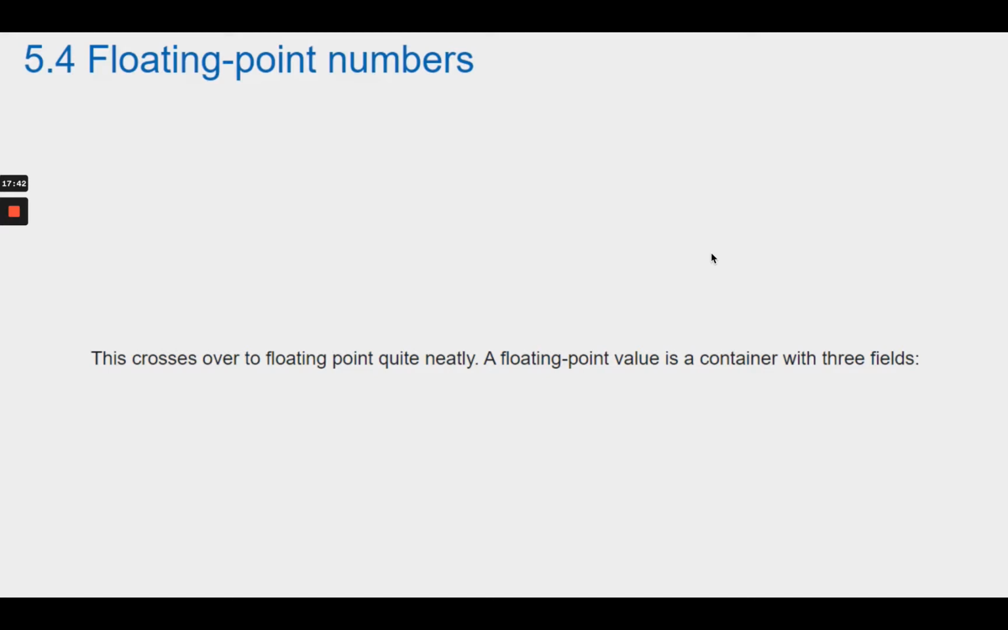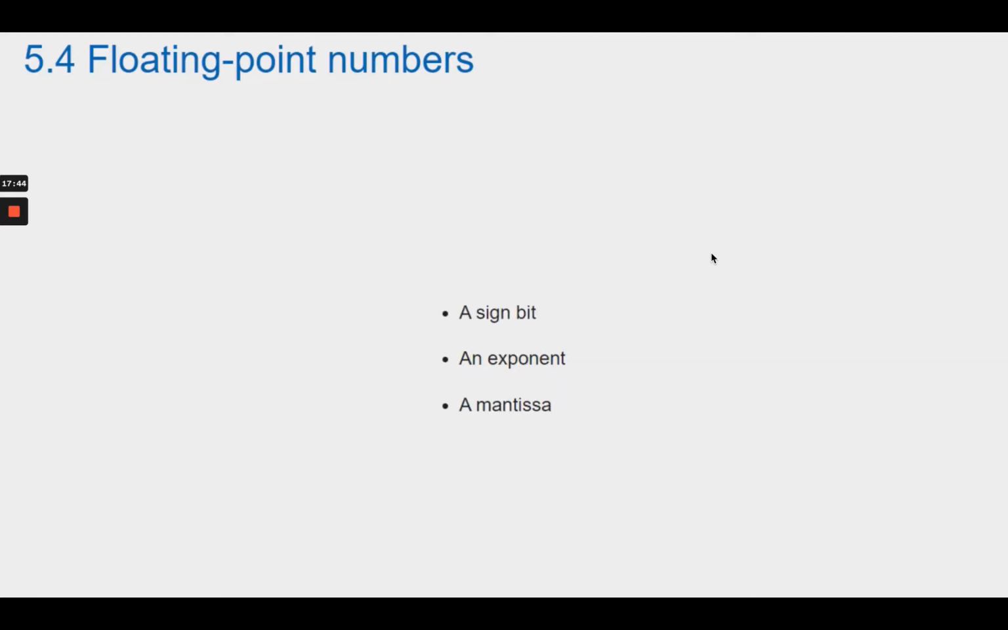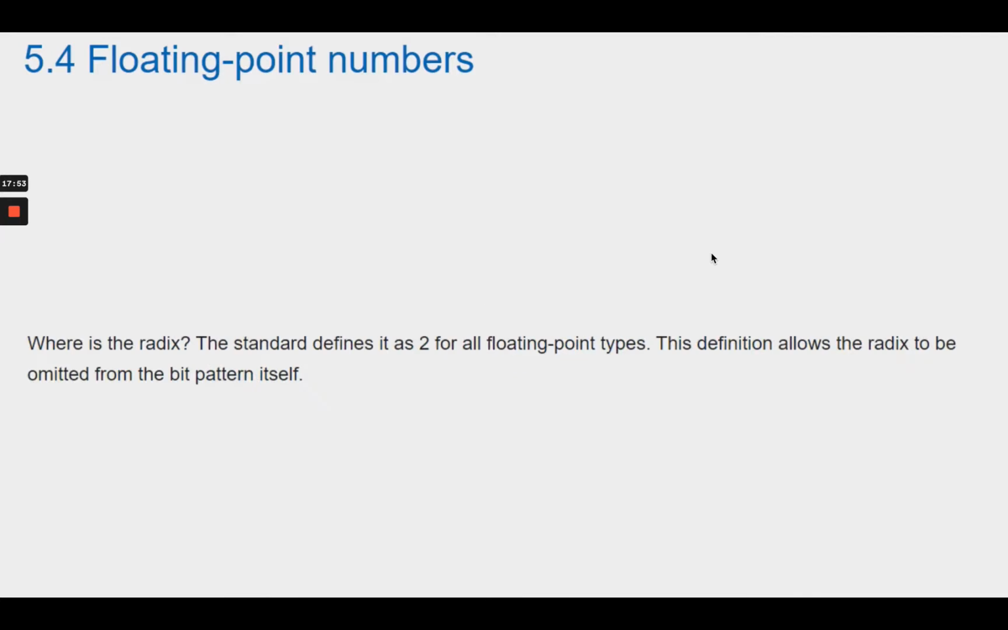A floating point value is a container with 3 fields: a sign bit, an exponent, a mantissa. Where is the radix? The standard defines it as 2 for all floating point types. This definition allows the radix to be omitted from the bit pattern itself.